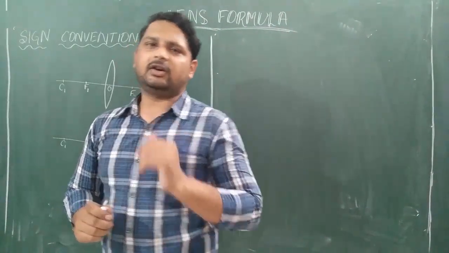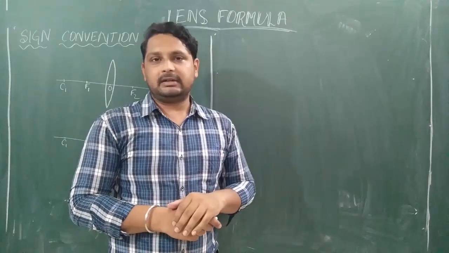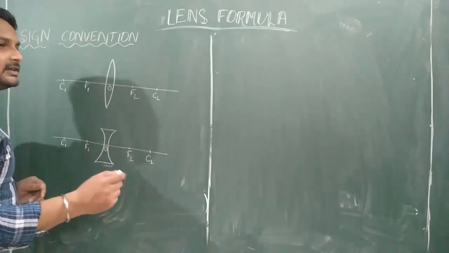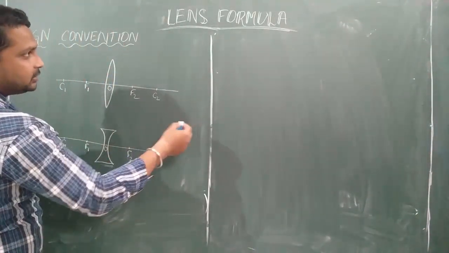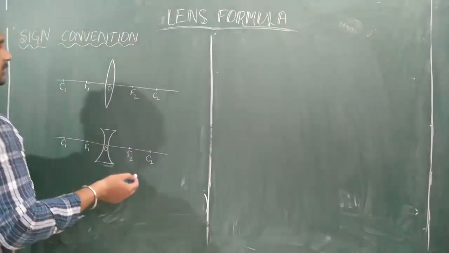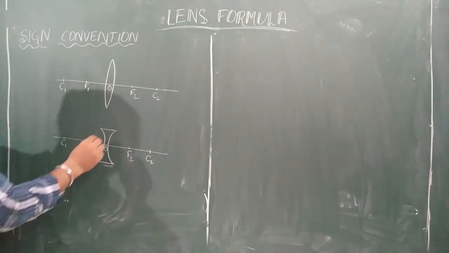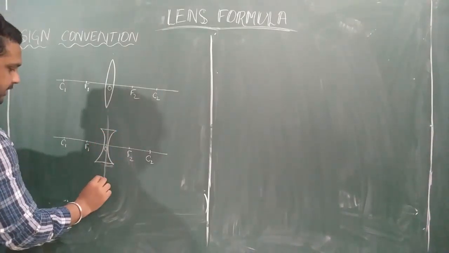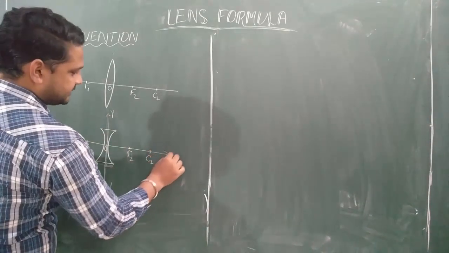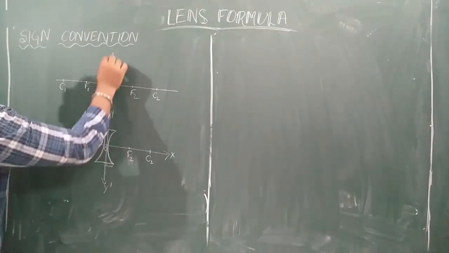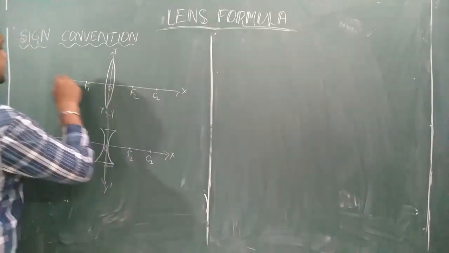First is sign convention. Recall when we studied in reflection, when we were about to study the mirror formula, we studied about sign convention. I hope you remember. The sign convention is same as what you have studied in mirror formula. That is, the new sign convention can be compared to the Cartesian plane. So consider this as the Cartesian plane. This lens acts as the y-axis. In both these cases, this acts as the y-axis. You can consider this as the x-axis.